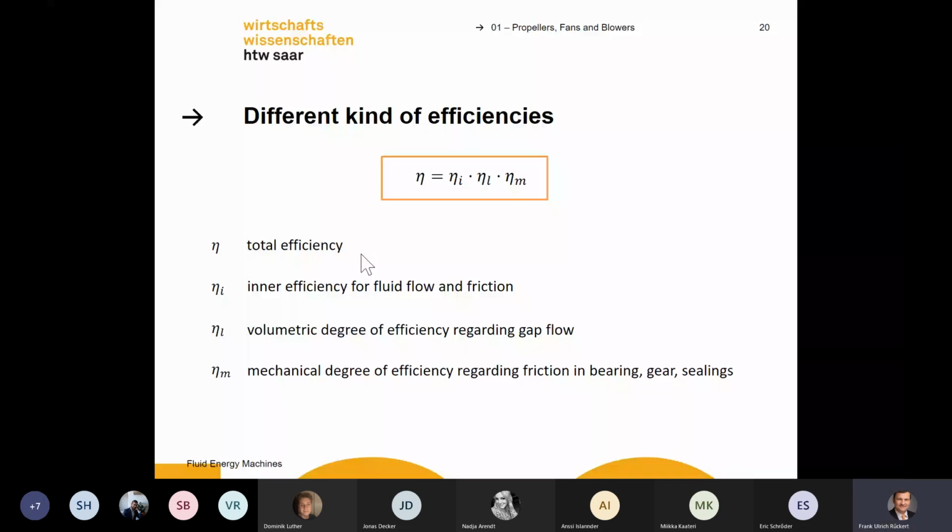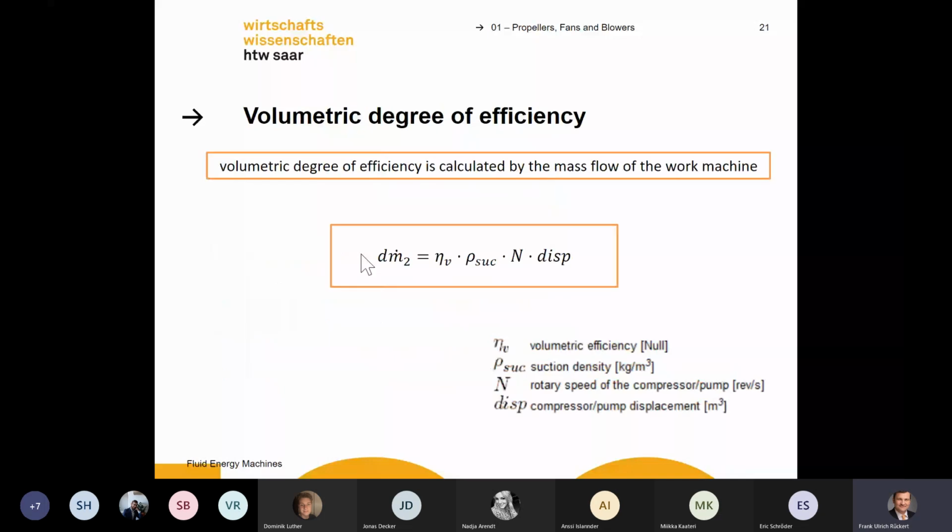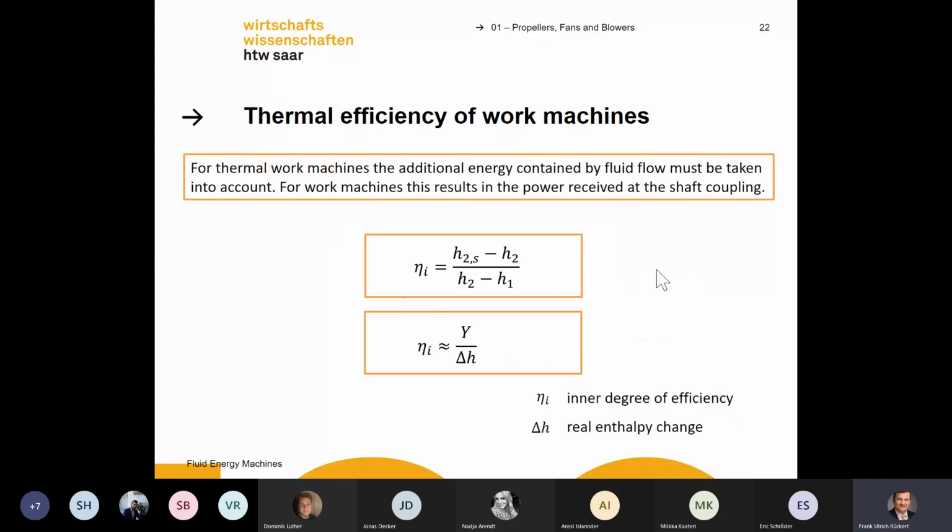Okay, so let's have a look at the volumetric degree of efficiency. If we have a propeller or a fan, we can calculate the mass flow from the efficiency, the density of the sucked air, the number of rotations, and the pump or compressor displacement. It's also an important formula. We will need it later during the exercises. Okay, that's something about the energy.